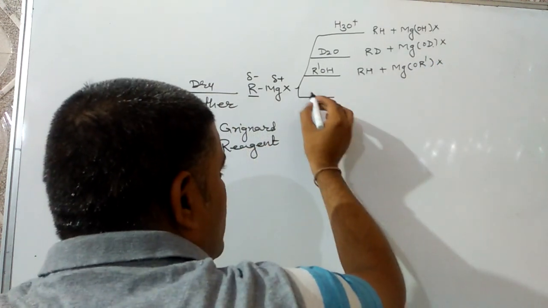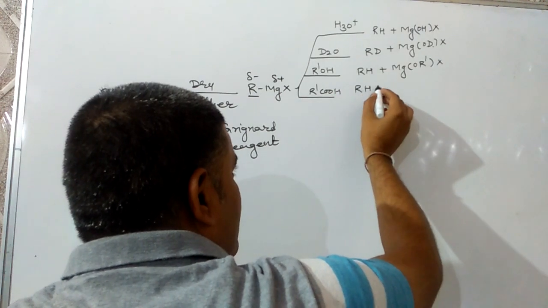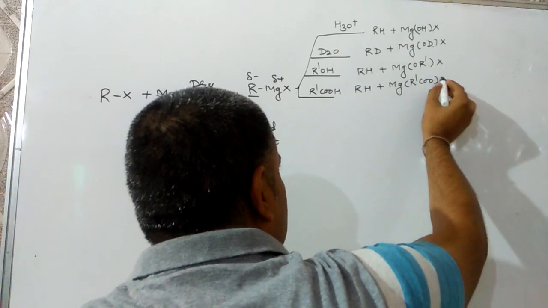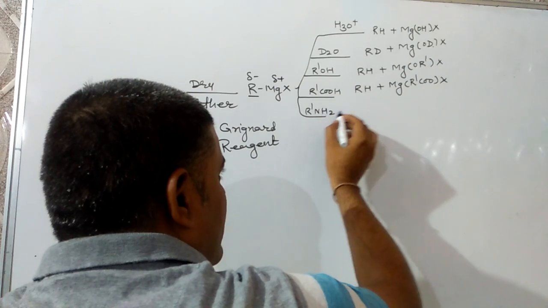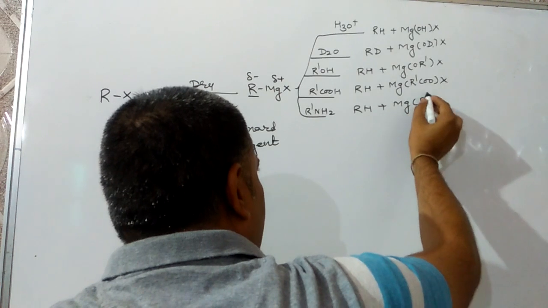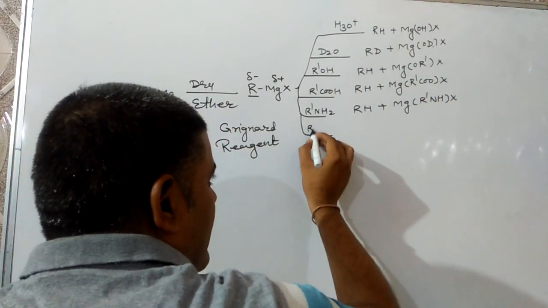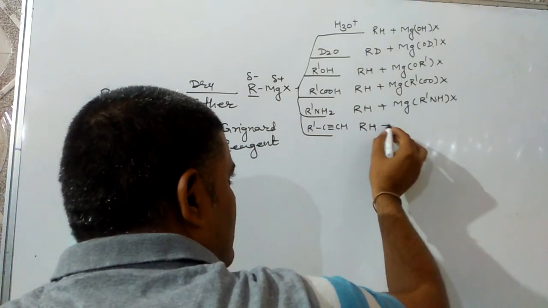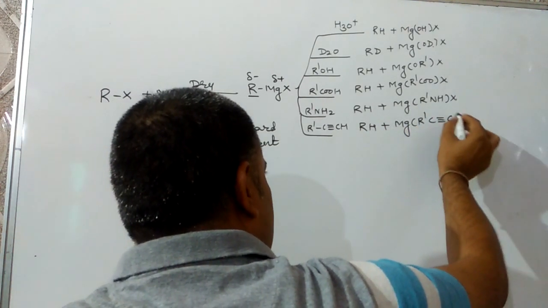Next is with carboxylic acid, RCOOH. The product formed will be alkane plus Mg(RCOO)X. Next is with a primary amine, RNH2. The product formed will be RH plus Mg(RNH)X. Next is reaction with terminal alkyne, RC triple bond CH. The product formed will be alkane plus Mg(RC triple bond C)X.